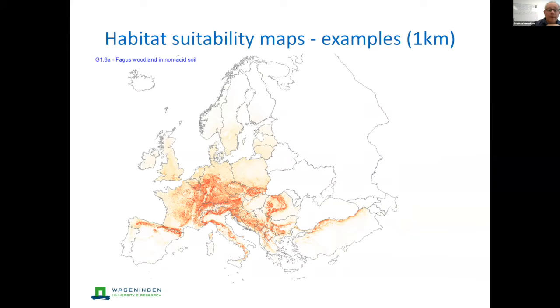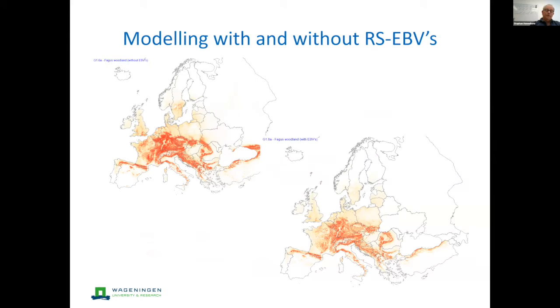So we have also, as from the predictions we have done, it became clear that RS-enabled EBVs don't have a high contribution to the modeling. So think, why should we then include those RS-enabled EBVs? Well, if you compare maps with and without EBVs, there is a clear difference. It's not so clear if you see the overall picture, although the overall distribution is more or less the same.